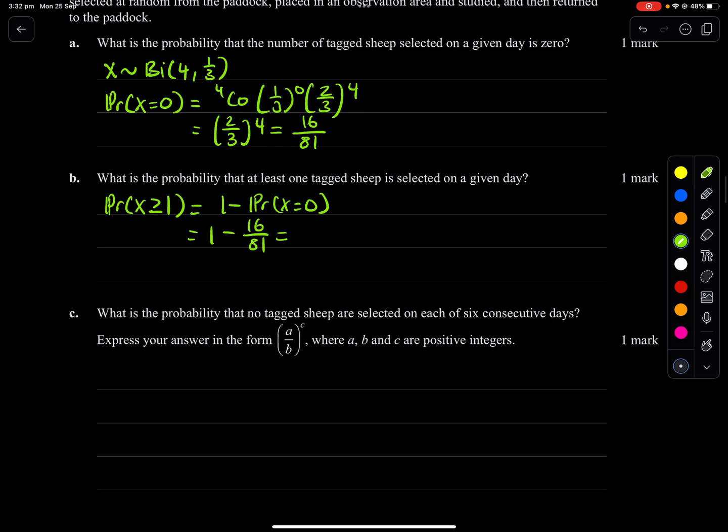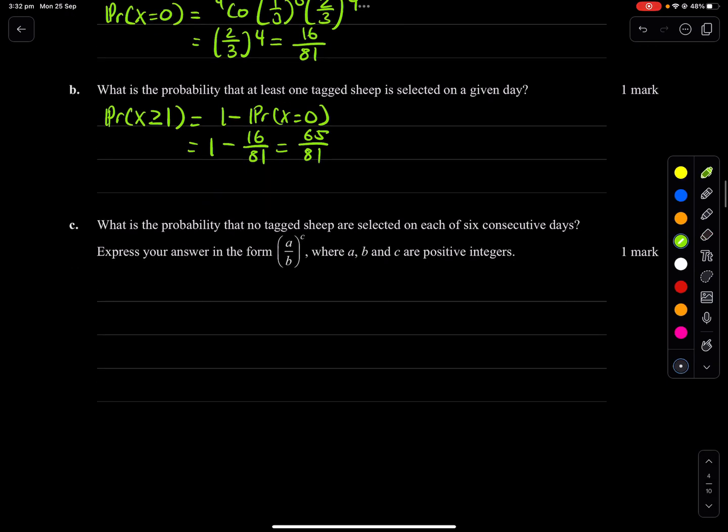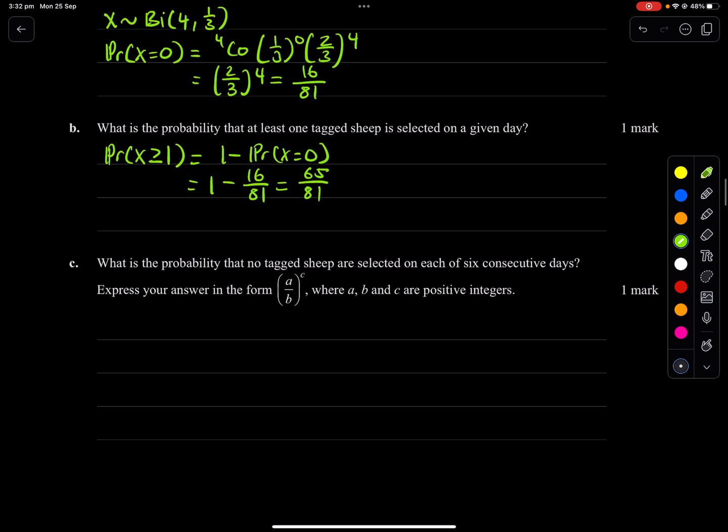So, how much do we add? So if we add 64, it'll be 65 over 81. Perfect. What is the probability that no tag ships are selected on each of the 6 consecutive days? So now there's 6 consecutive days, so n equals 6. Express your answer in this form where a and b are positive integers. So what is the probability that there are no tag ships?